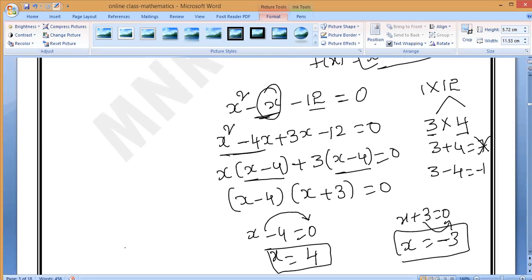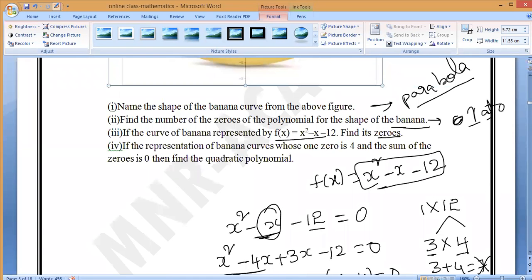4 comma minus 3, ma'am. 4 and minus 3 are the zeros. Okay, here the answer is 4 comma minus 3. That's all. Do you understand? Very simple question. Yes, ma'am. Next, the fourth one.